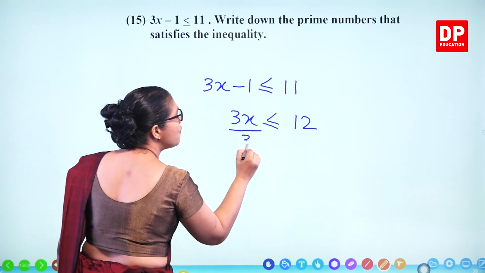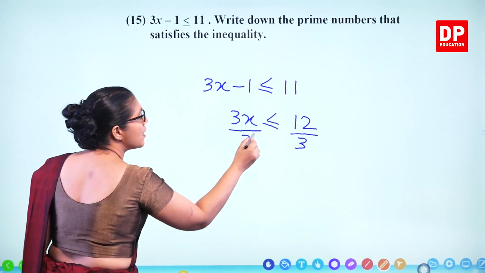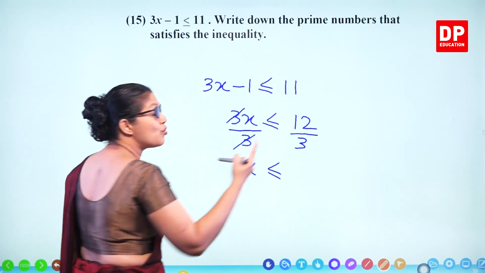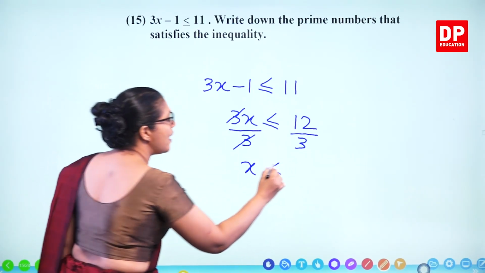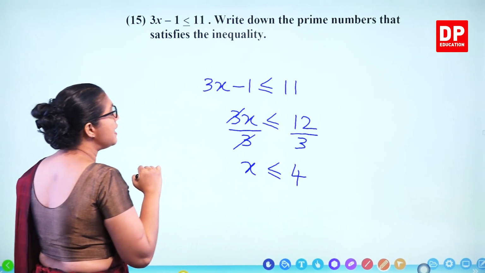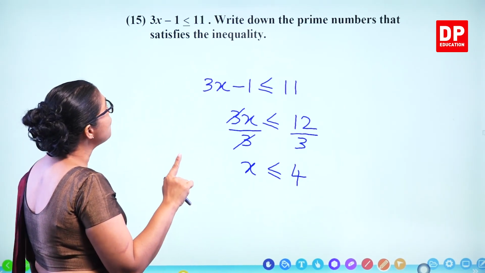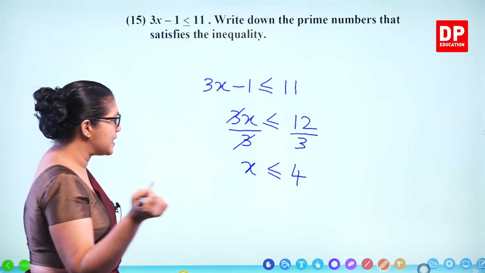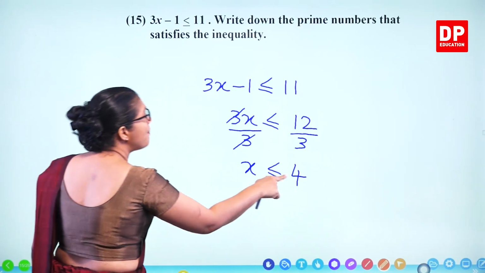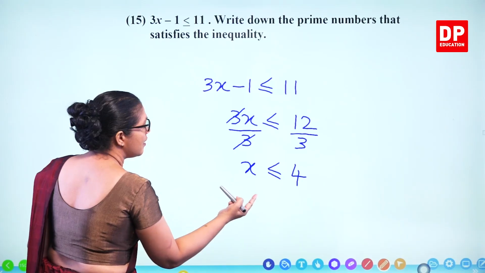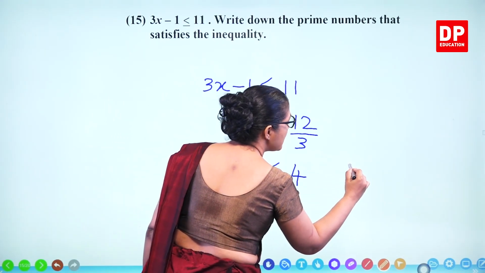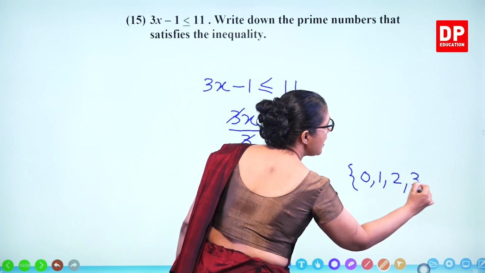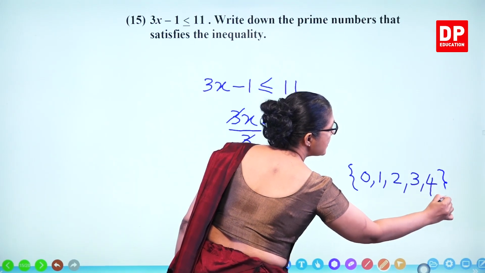Then what do you do? You divide by 3. So what do you get? X becomes less than or equal to 12 divided by 3. That's 4. So that's the inequality. Now you have to find out the prime numbers that satisfy the inequality. So what are the numbers here? If you write from 0: 0, 1, 2, 3, 4. Those are the numbers that satisfy.